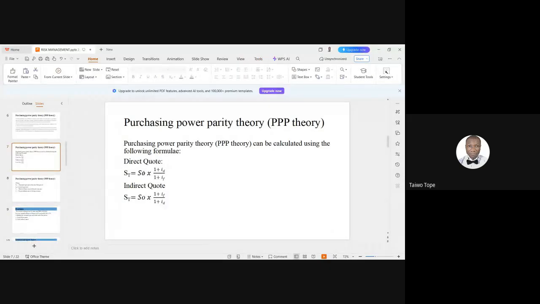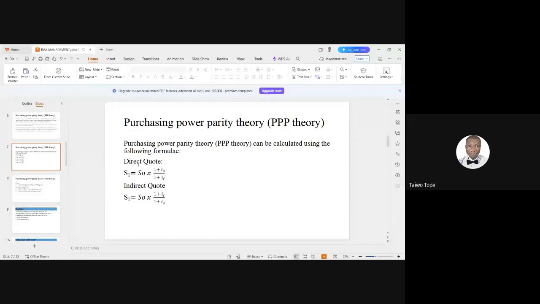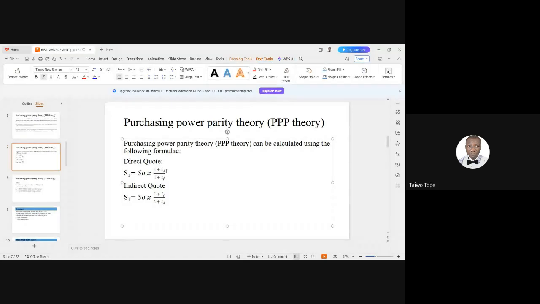And for you to determine the expected or estimated spot rate at the end of the period, you need what? SO is defined as what? Current spot rate. Multiply by 1 plus inflation of the domestic currency. Yes, inflation of domestic.